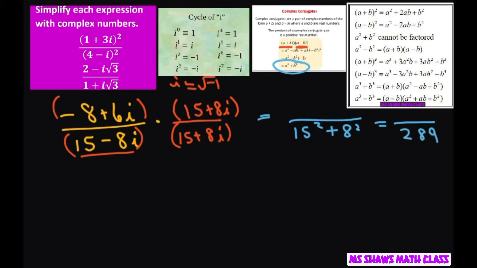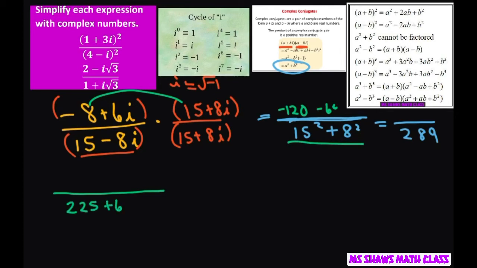Now let's look and see what we're going to do with the numerator. See if I have room here. So we have negative 8 times 15 is negative 120. Then we have minus 64i. No, I don't have room, so I'm going to write it down here. So we have negative 120 minus 64i plus 80i, and then plus 48i squared.